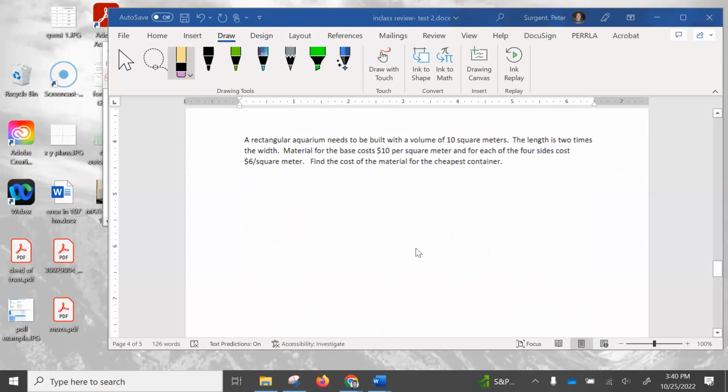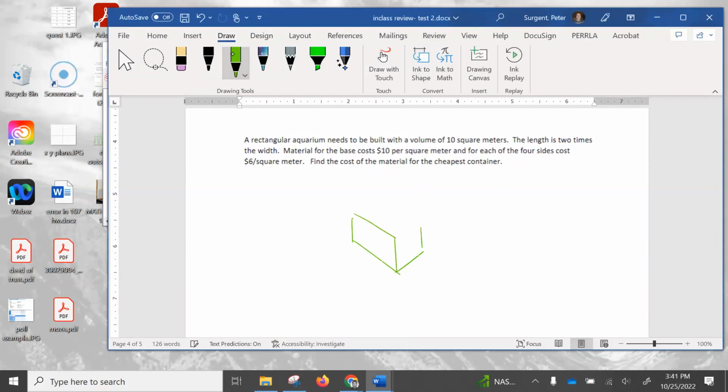Okay, so here's your optimization problem. A rectangular aquarium needs to be built with a volume of 10 square meters. All right, let's see. Jonah, can you give me one equation, or how about the volume equation? So you got this guy. Jonah, use my letters. What do you think about the volume? Volume equals 2x times x times y. Very good. 2x squared times y, and that's 10.